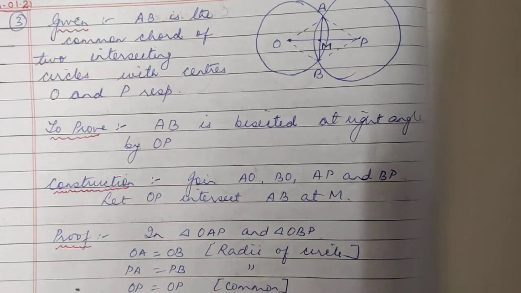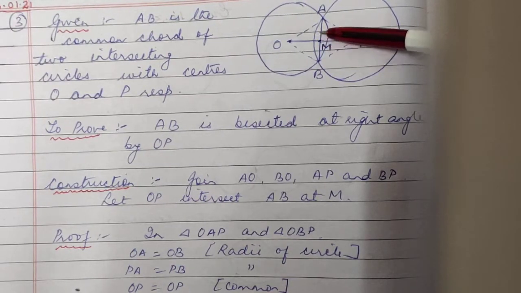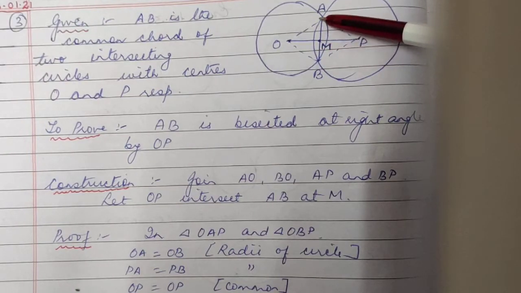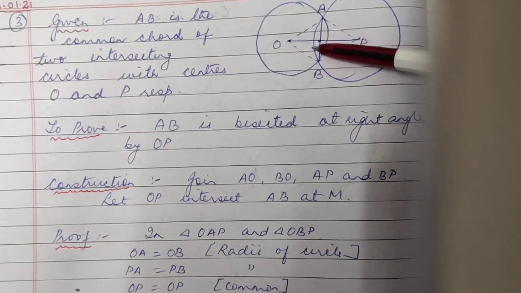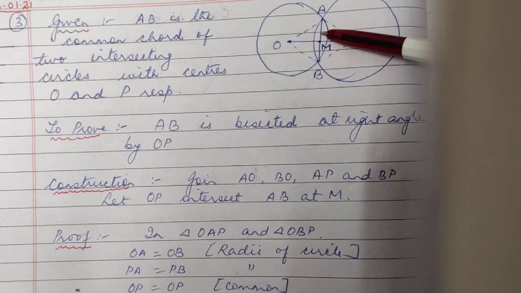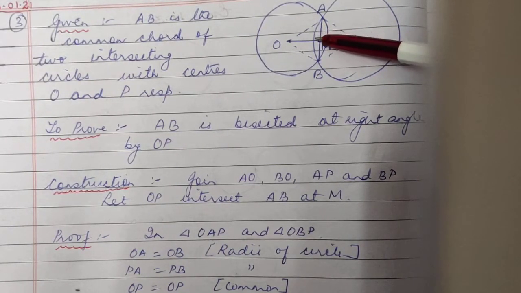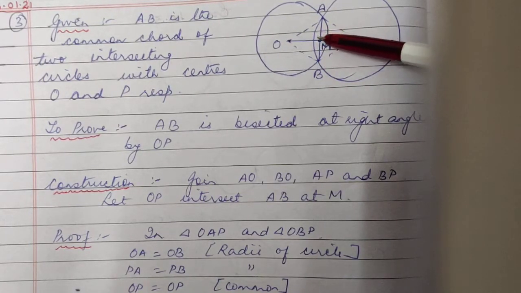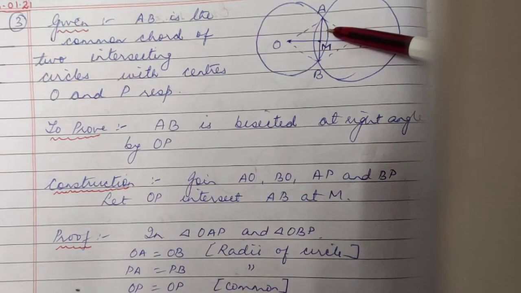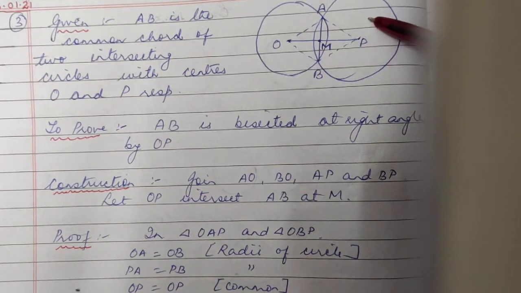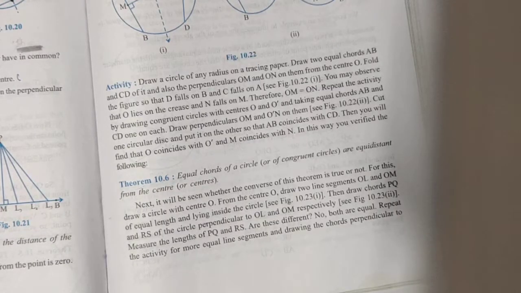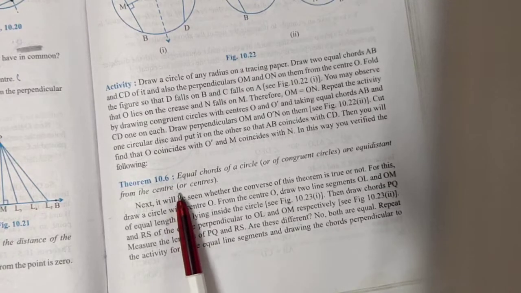Now by CPCT, angle AMO is equal to angle BMO. But what do we find? That angle AMO plus angle BMO equals 180 degrees, linear pair. Therefore, and also we have proved that this angle is equal to this angle. So angle AMO or angle BMO equals 90 degrees. Therefore OP is perpendicular to AB.